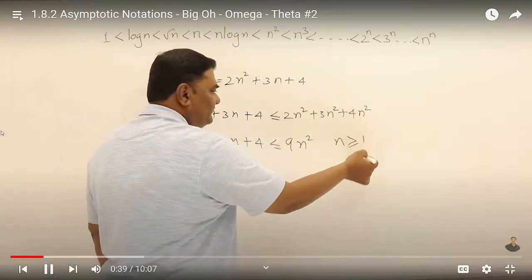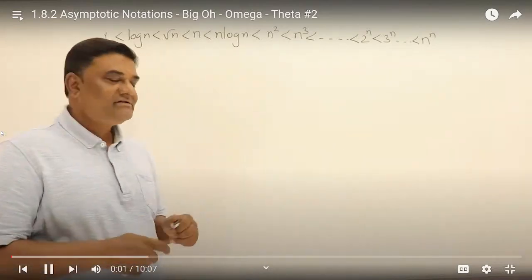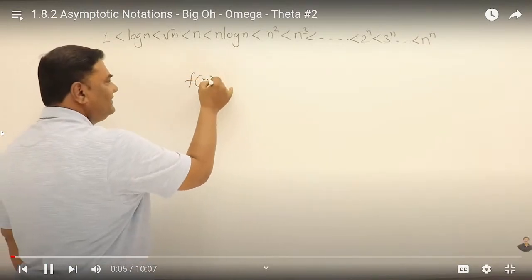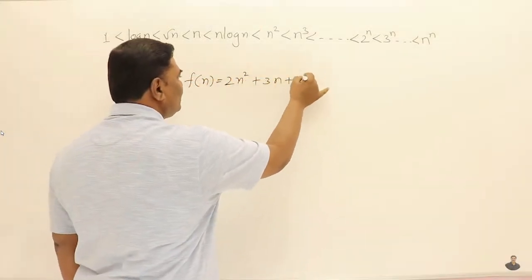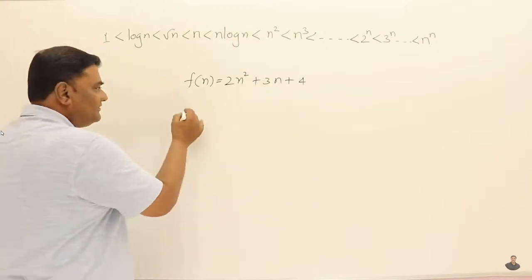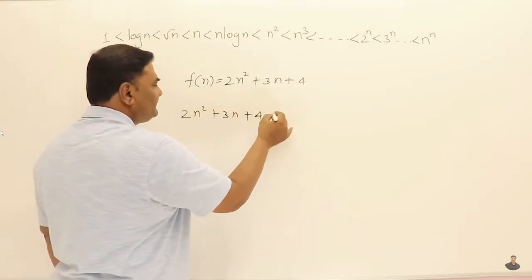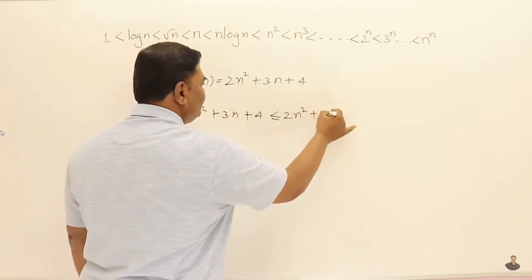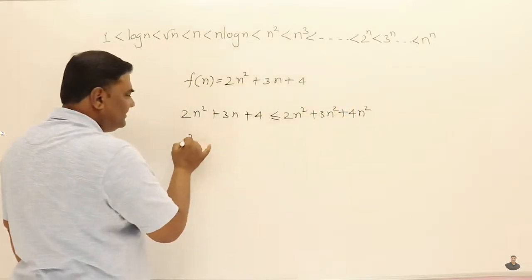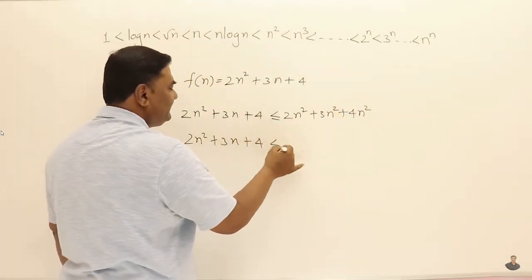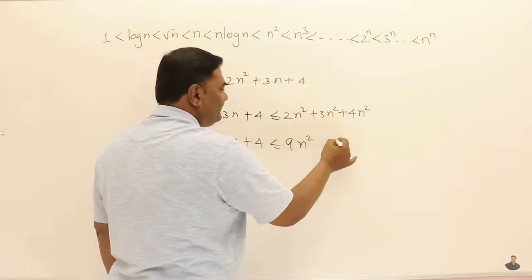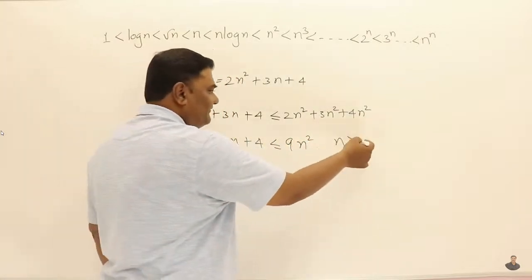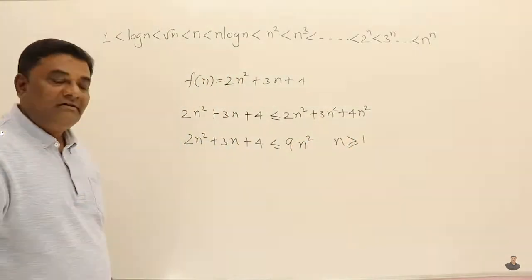some value. You can find out from which value it is starting and just put one there. Now let's take a few examples. F of n, if it is 2n squared plus 3n plus 4. Suppose this is a function. So 2n squared plus 3n plus 4 is less than 2n squared plus 3n squared plus 4n squared. So this is less than or equal to 9n squared, for all n greater than or equal to some value. So this is greater than or equal to this one.